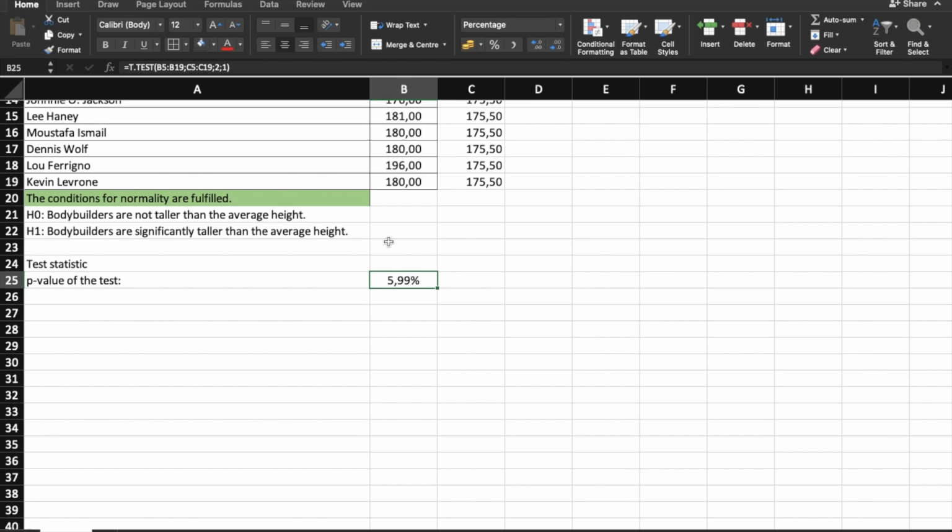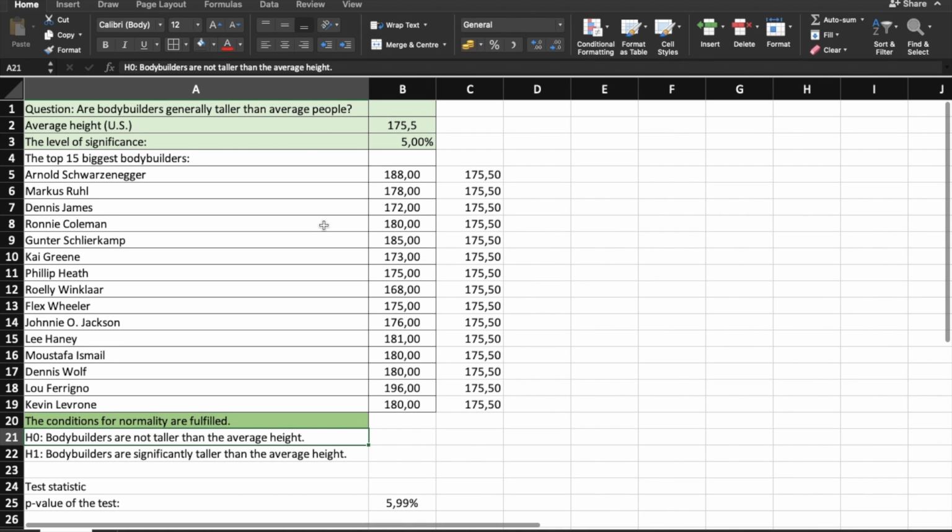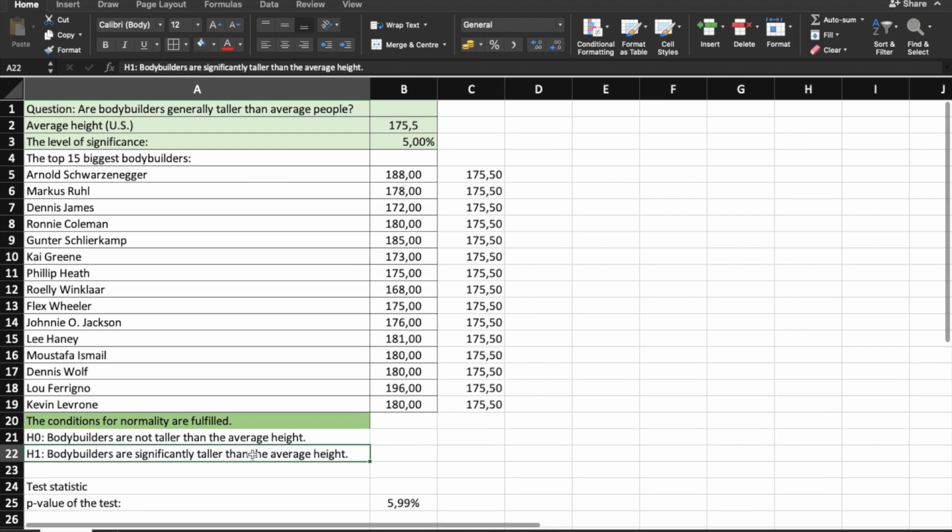Let's talk for a few seconds about the null hypothesis and alternative hypothesis. Null hypothesis is always a negative statement, so here it's about the fact that bodybuilders are not taller than the average height, so they are not taller than the expected value of the population. And the alternative hypothesis is about bodybuilders are significantly taller than the average height.